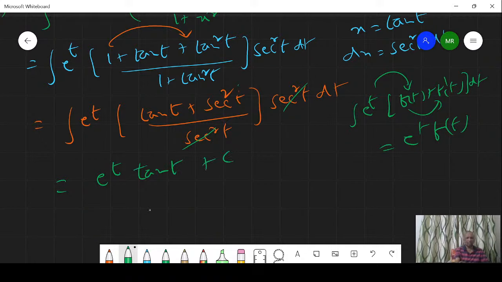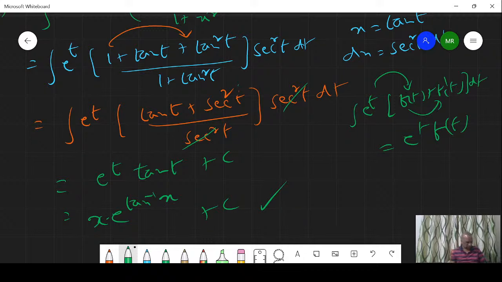But we know that tan t is equal to x. E power t means e power tan inverse x. So tan t means x into e power tan inverse x plus c. That is the required answer. Correct, x into e power tan inverse x plus c. Like this you can write. This is one of the important problems.